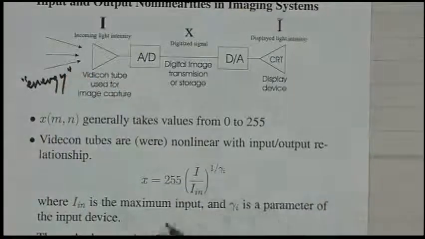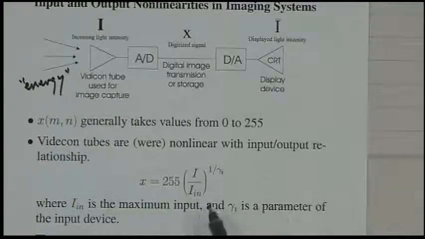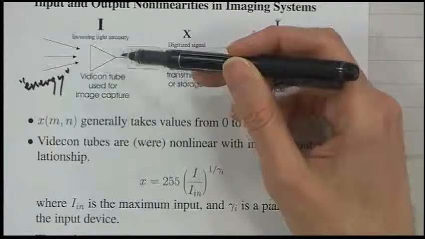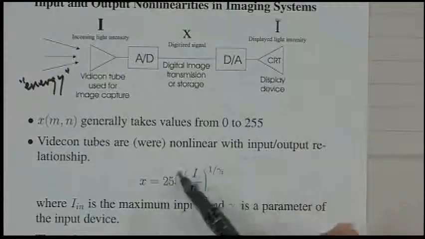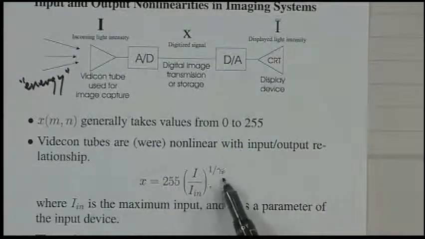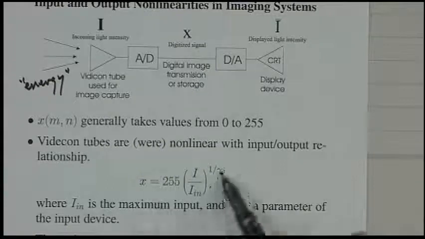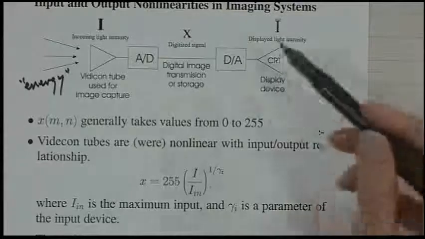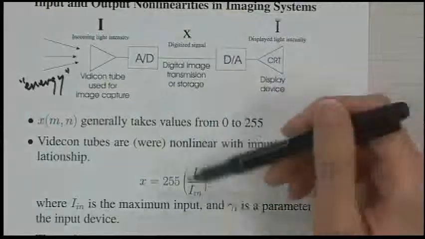Here I_N just represents the maximum input that can be detected. At a certain point, it saturates. The relationship between I within the normal range between 0 and I_N is given by this power law relationship, described by this parameter gamma_I. The relationship between input and output is I raised to the 1 over gamma_I. So this x at this point is in this scale.